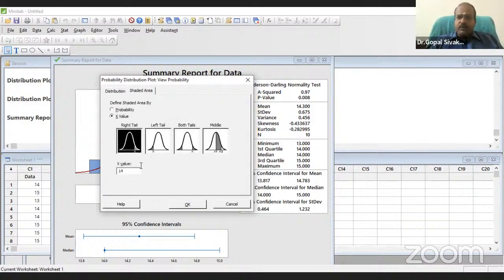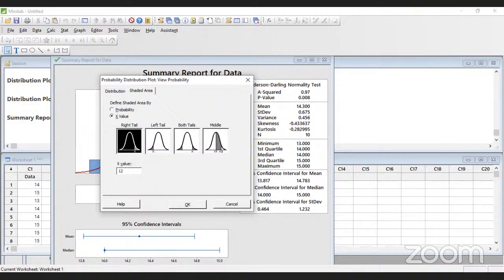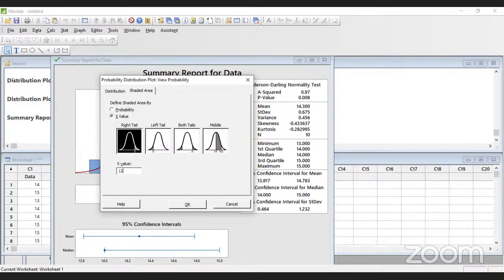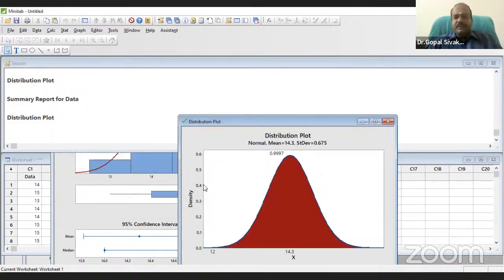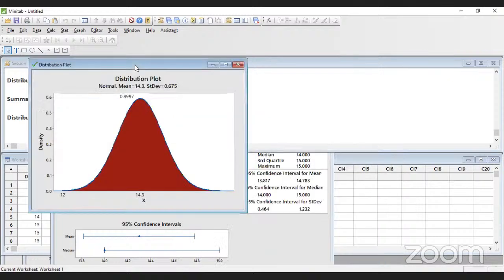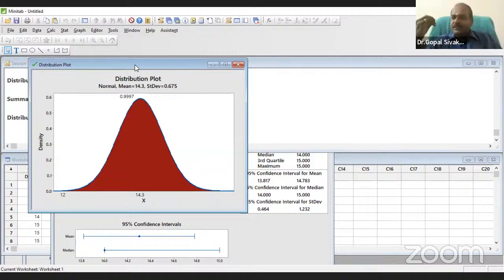Now I want to know the probability of my child scoring above 12 marks. What do you think? What is the chance for your child to score above 12 marks? Look at the past performance and tell me. 100%. 100% chance. Let us see whether that happens. Can you see? 99.7. You are able to now judge the exam score of your children even before the exam.